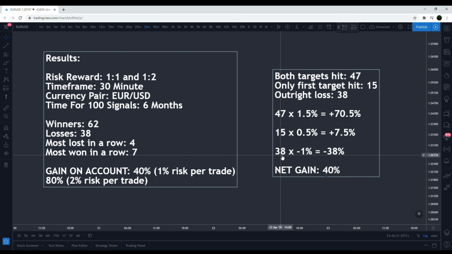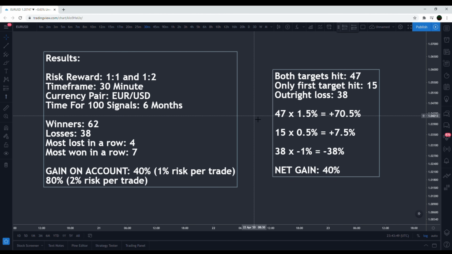And then 38 times it was an outright loss where you lose 1%, assuming you're risking 1% of your account, minus 38%. So the net gain is 40% gain on the account, assuming that you're risking 1% per trade. Okay, so that's the breakdown.